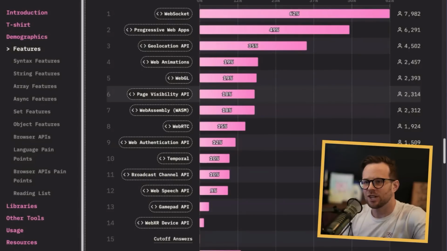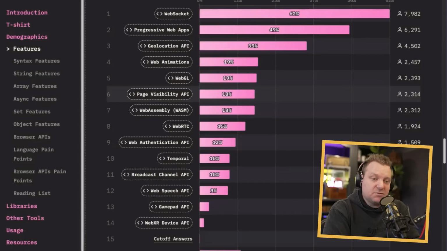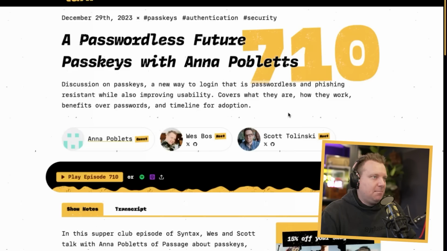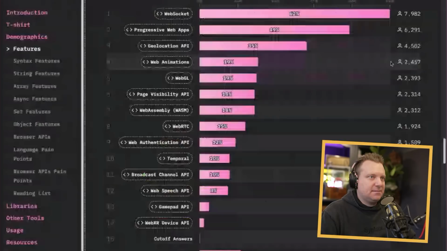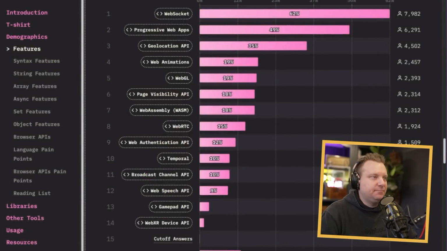Web Authentication, did not use. I was a user of it. I did not code anything with it, but the Web Authentication API is what passkeys are built on. And we had Anna Publitz on episode 710 to talk about passkeys and the actual tech behind it.